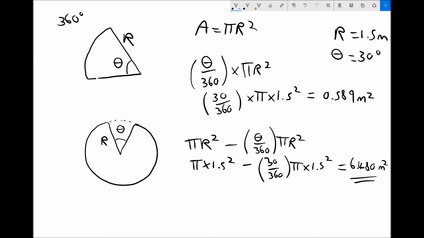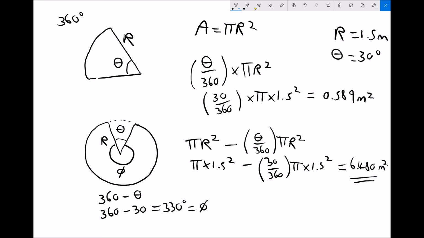Now there's an alternative way of calculating the area, and all we need to do is acknowledge this angle here. I'm going to call it phi. That angle there is the total angles in a circle, 360, minus theta. Now we know that theta is 30, so we've got 360 minus 30, which means that angle phi is 330 degrees.